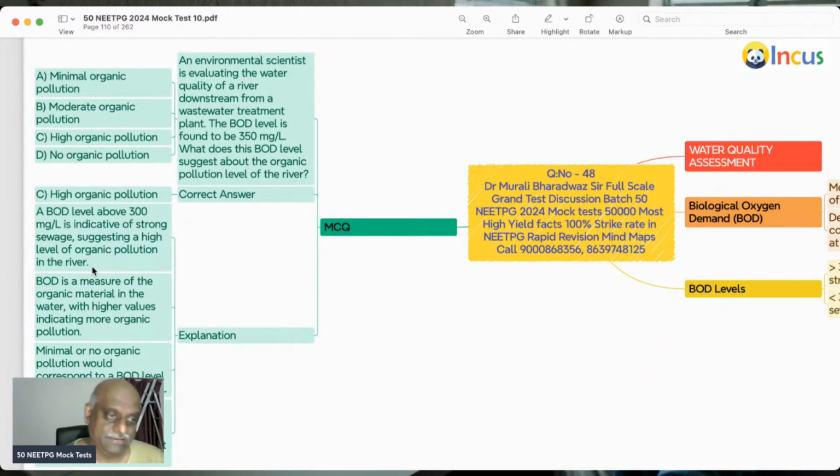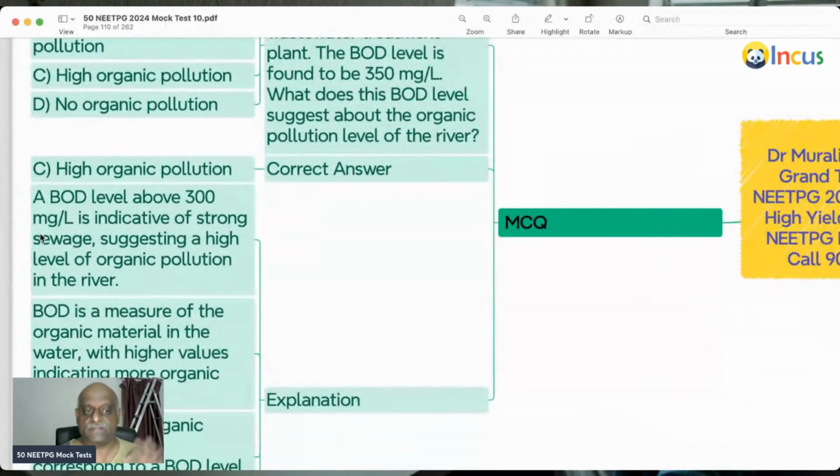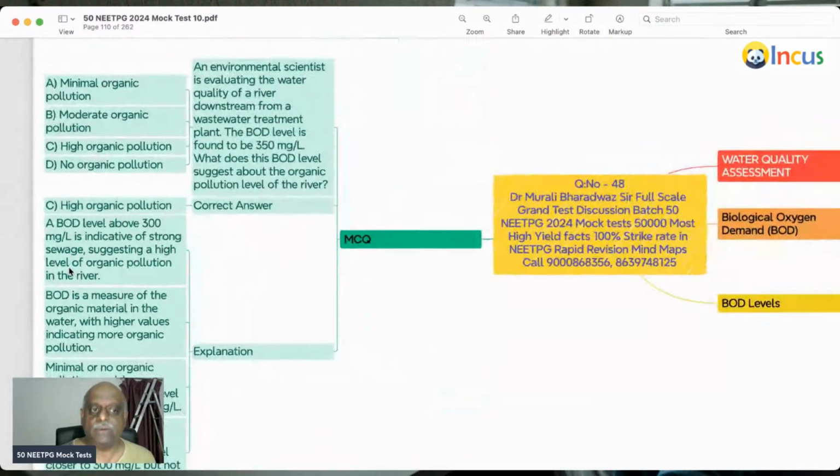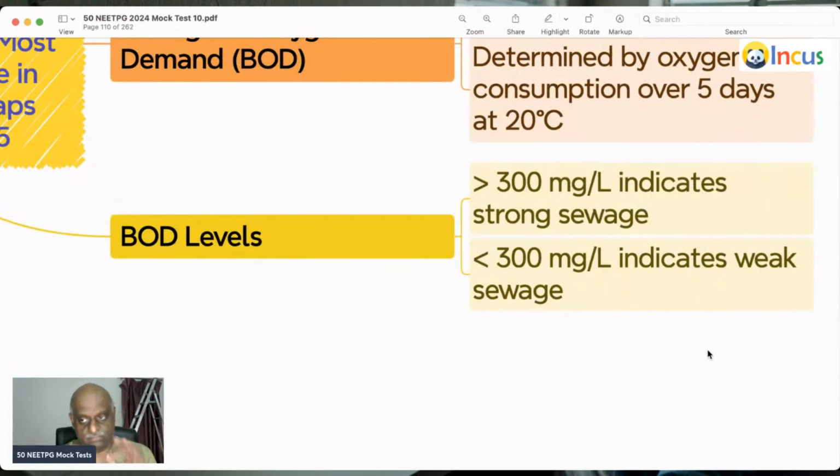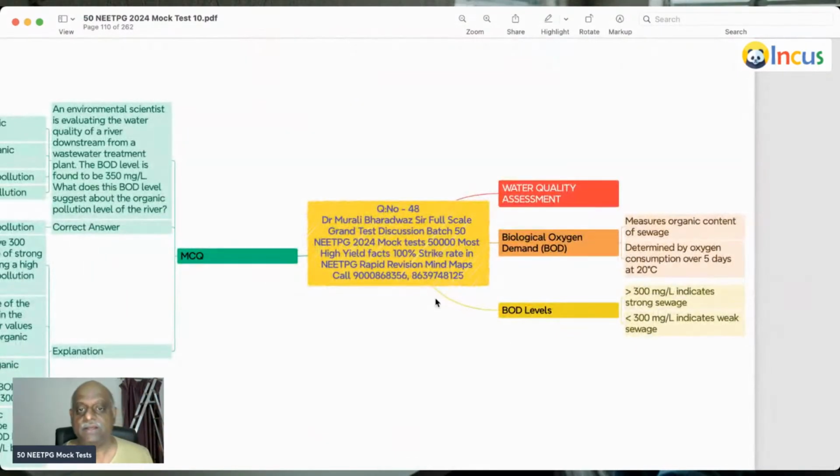BOD level above 300 is indicative of strong sewage, suggesting a high level of organic pollution. Less than 300, weak sewage. More than 300, strong sewage.